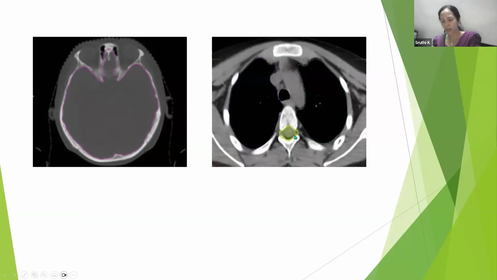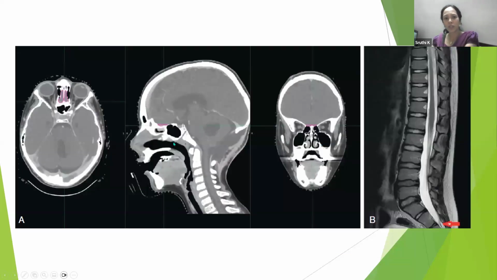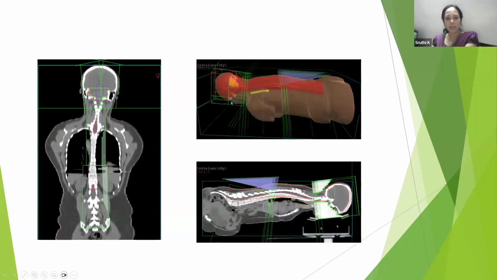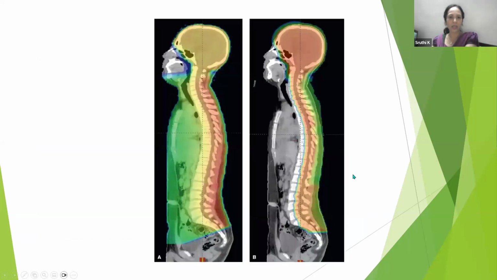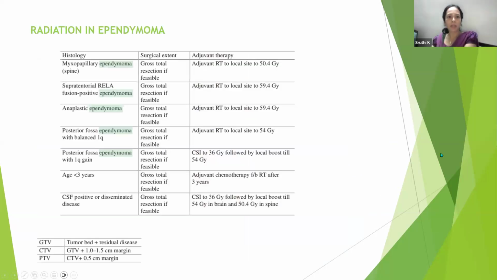You can see that the lateral spinal nerve roots are also covered. And you should ensure that the cribriform plate is adequately covered. And especially at the end of the spinal field, you should ensure that the entire thecal sac is also covered in your target volume. So again, this is a prone setup for CSI. This we had already discussed between the proton CSI and the photon CSI.